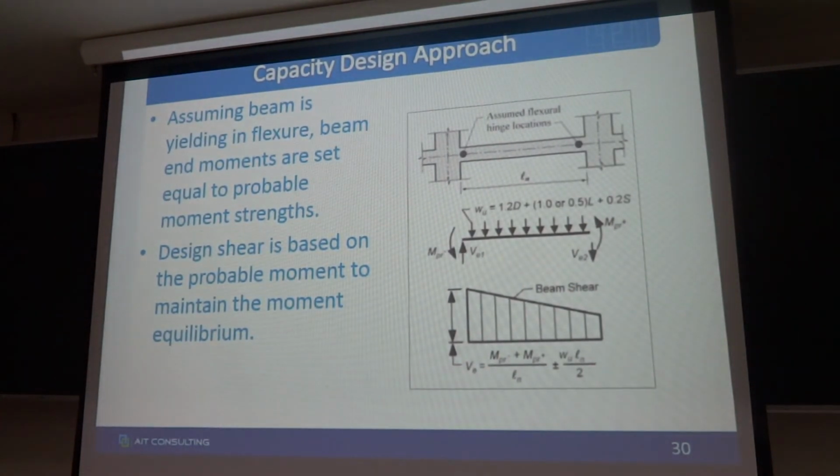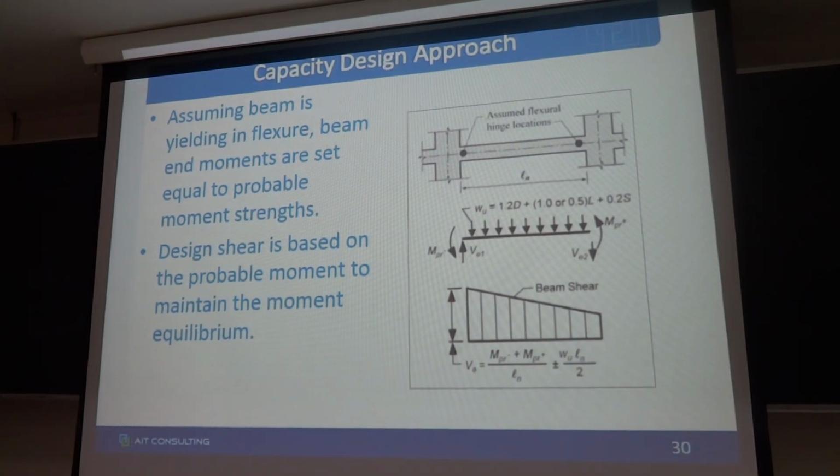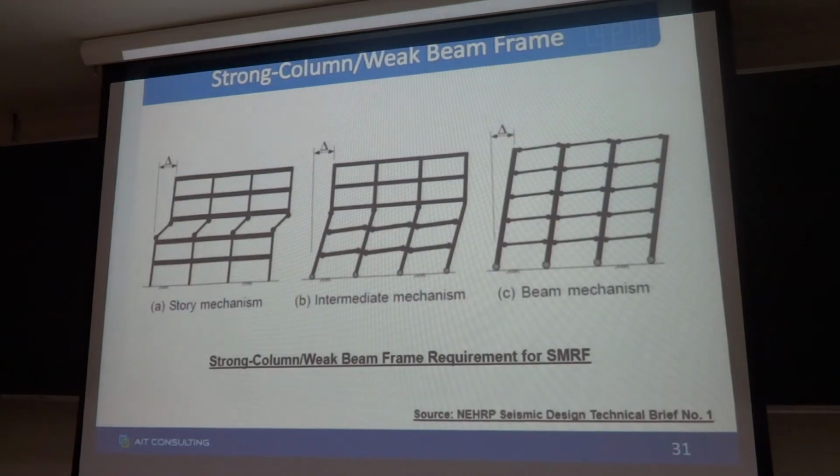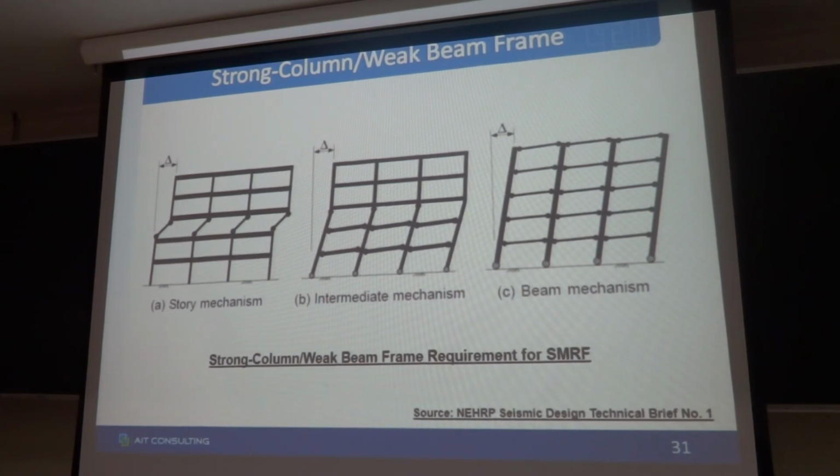This is the capacity design approach for the beam. I already explained this last semester. When you do the beam design for a moment resisting frame, you have to consider the probable shear, following the capacity design approach. And also you have to take care of the strong column weak beam check for special moment resisting frames.